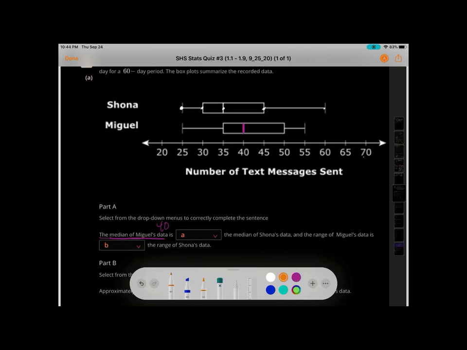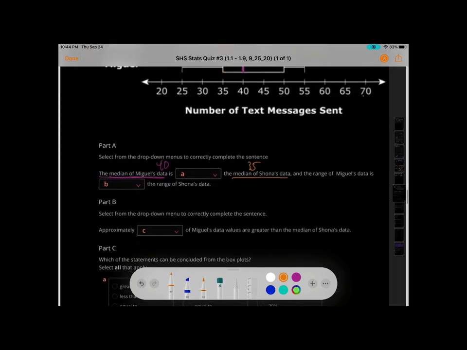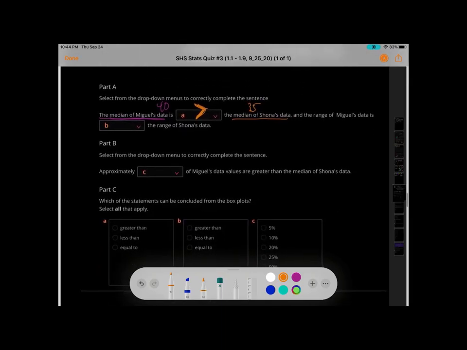Then this one says blank to the median of Shona's data. So here is Shona's data. I'm going to use little dots. It is 35. So you tell me, what inequality can you write there? It is greater. 40 is bigger or greater than 35. Okay.